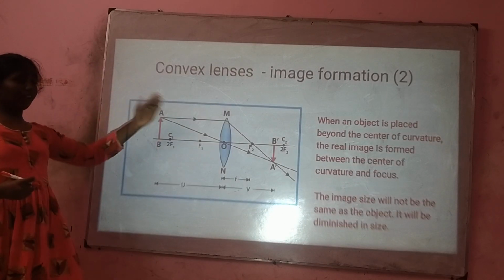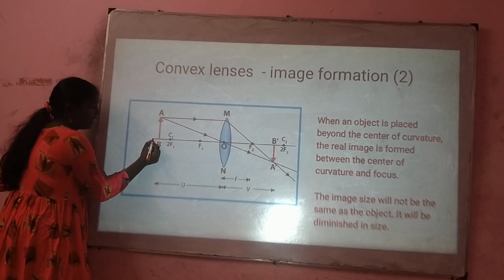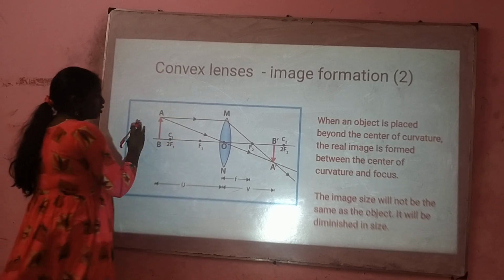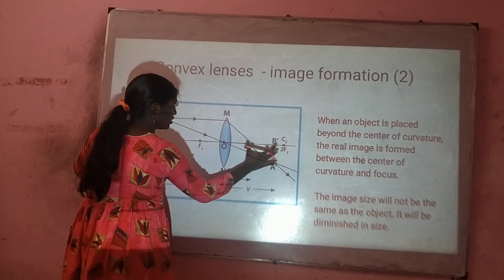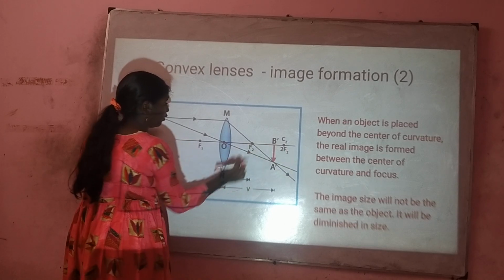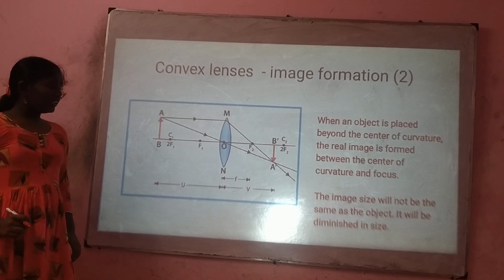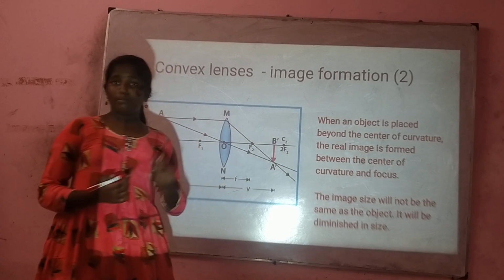Convex lenses, image formation, second case. The object is placed at a finite distance, beyond the center of curvature. The image will form between the center of curvature and the focus. The image size will not be the same as the object, it will be a bit smaller.